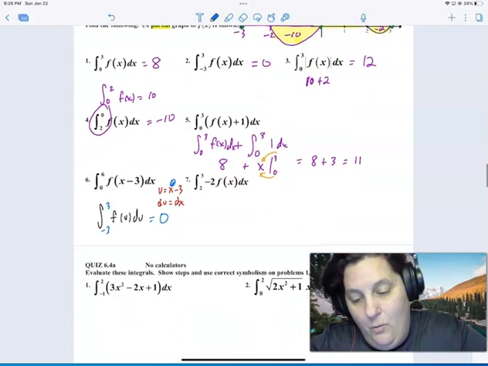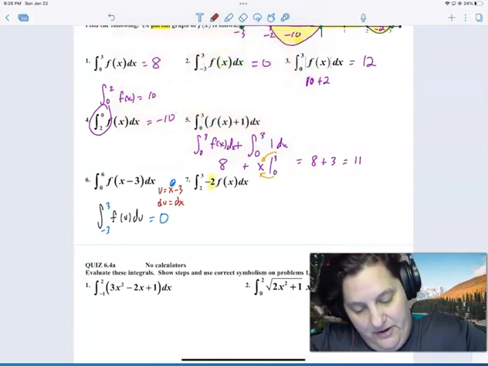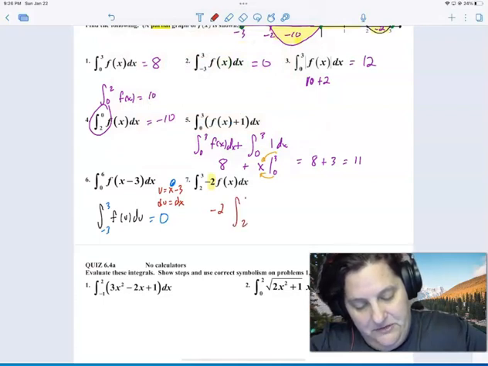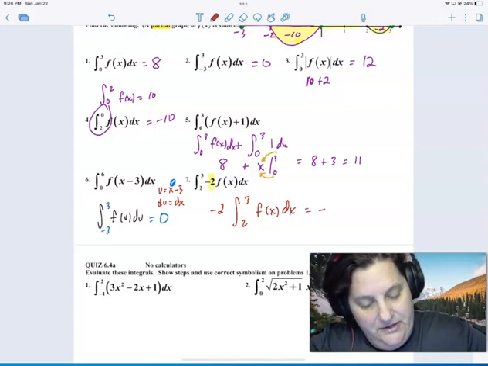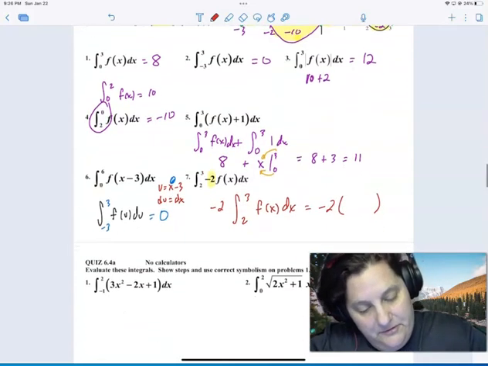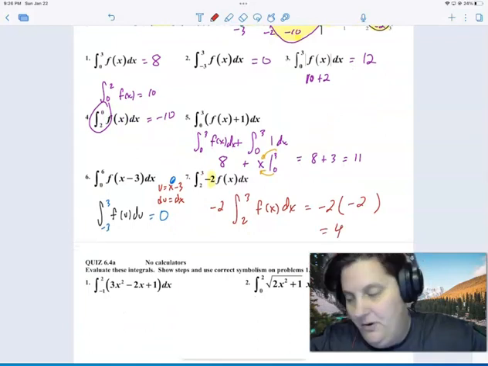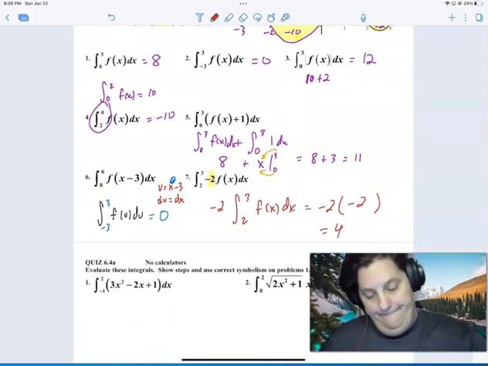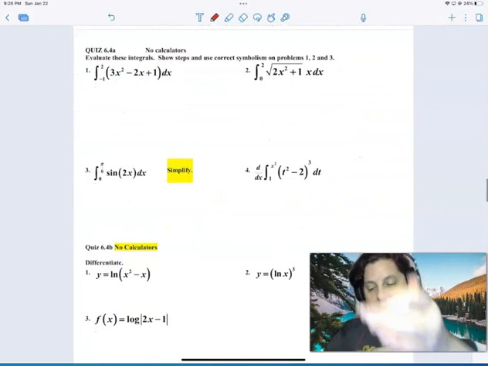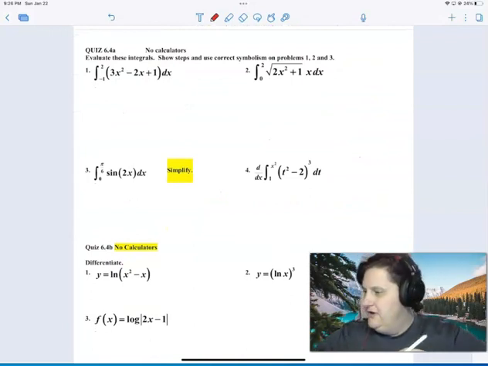Now, we have talked about how constants are allowed to come out front. So I can do negative 2 and then the integral of f of x. So that's going to give me negative 2. And then the integral from 2 to 3 was negative 2. So that is a positive 4. All right, awesome. We are cruising right along, guys.